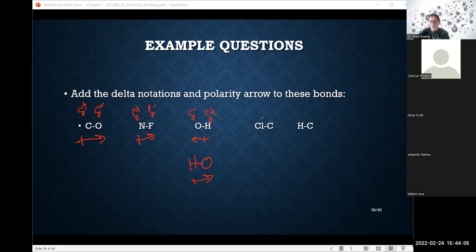So be aware how they wrote that. Carbon and chloride, okay? Find it in the periodic table. Chloride's a lot more electronegative than carbon based on their position. And therefore, we have the arrow going from right to left. And CH, we know there's no dipole here, so therefore there's no notation to write because it's nonpolar.